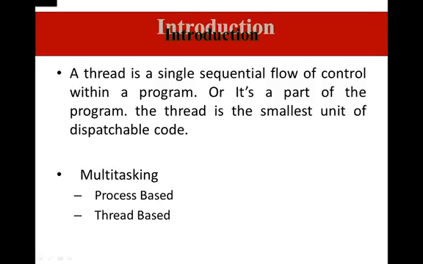Another approach to implementing multitasking is at thread level. When I say thread-based, we should know what a thread is. In fact, a thread is a lightweight process, or part of a process. In another way, a thread is a single sequential flow of control within a program, or the smallest unit of dispatchable code. So when you run any program, we create multiple threads, multiple smallest units that execute the process simultaneously, and of course it uses 100% CPU cycles, right?